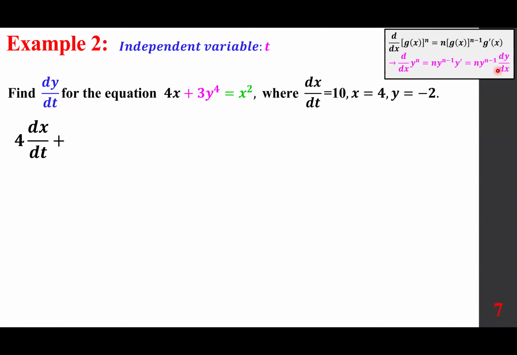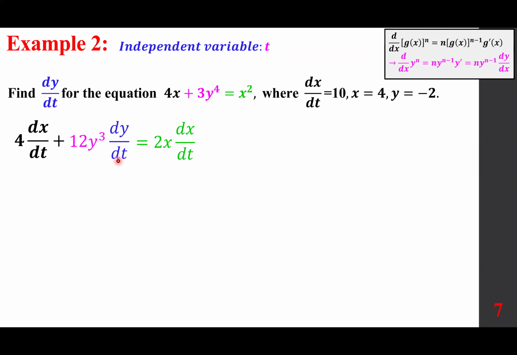Instead of dy/dx, we're going to write dy/dt, because we know t is the independent variable. So 12 y cubed dy/dt equals x squared, 2x dx/dt. And we're done with calculus. We just plug in. There are two ways to solve this. One is to plug in. One is to solve for dy/dt and plug in afterwards. I'm going to do both ways for practice.